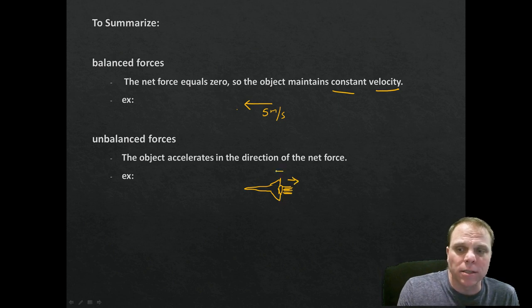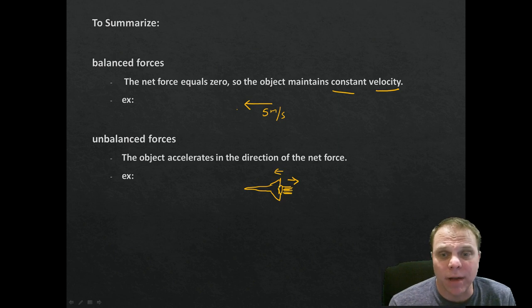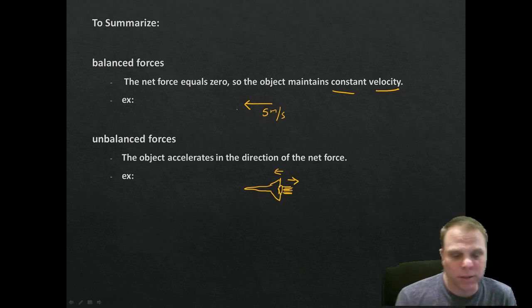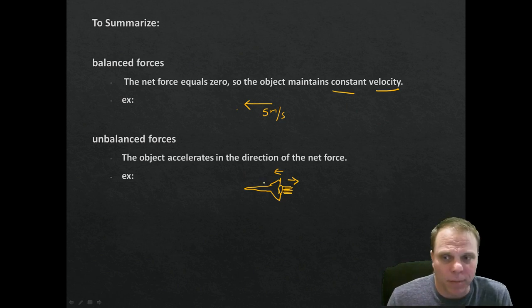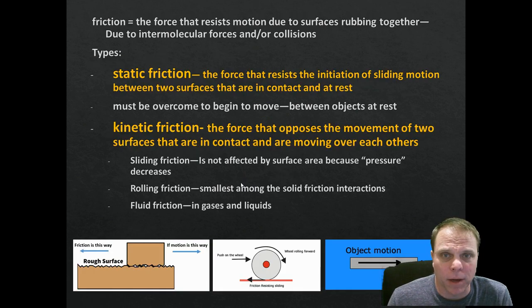And so there's a reaction that's pushing that object forward. And so now we end up having a net movement. So this would be an unbalanced force. Anytime you have a net force greater than zero, then it's going to accelerate in the direction of that.